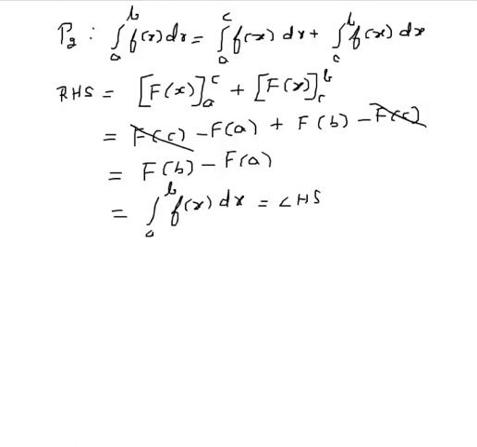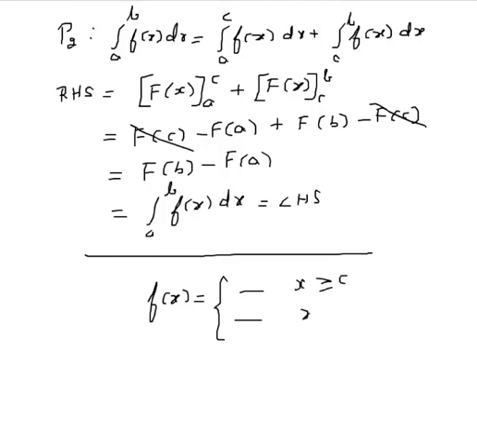And this property especially we use for questions which have absolute value function, or when the definition of f of x has two different definitions. For example, for x greater than or equal to c one definition, x less than c another definition, say. So we split and do the integration. So for these two types of questions we use this property.